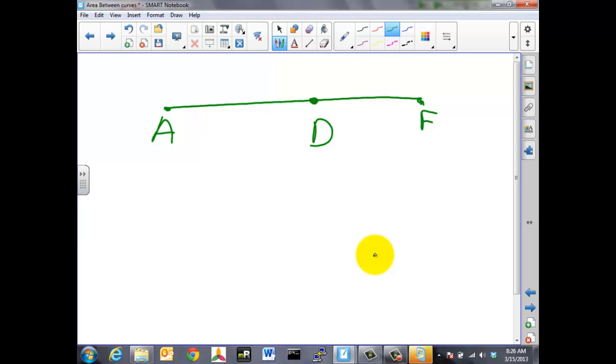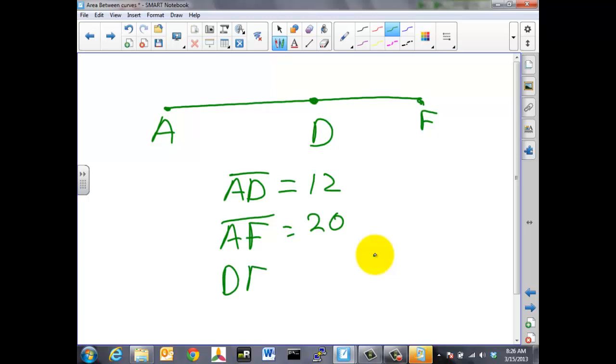If I tell you that AD has a length of 12 and AF has a length of 20, can you tell me how long DF is? How do you do that? It's the length of AF minus the length of AD. That's pretty straightforward, would you agree?